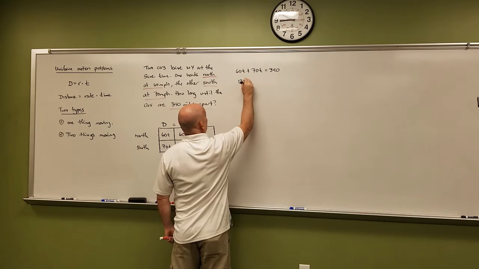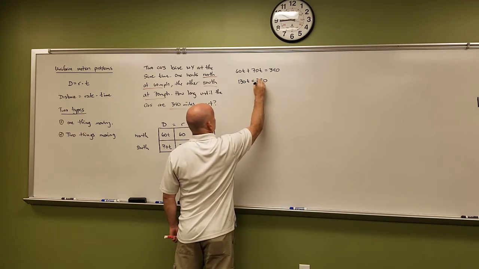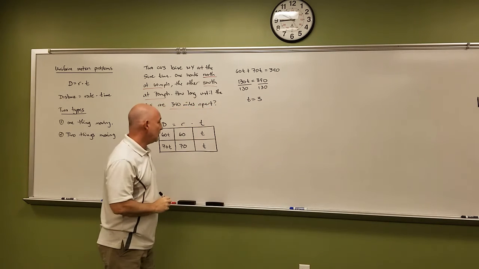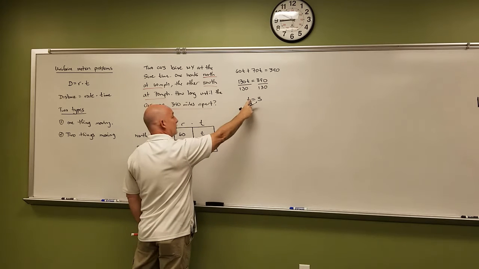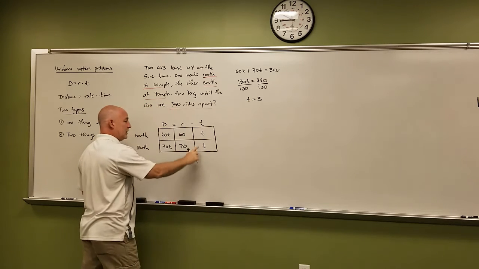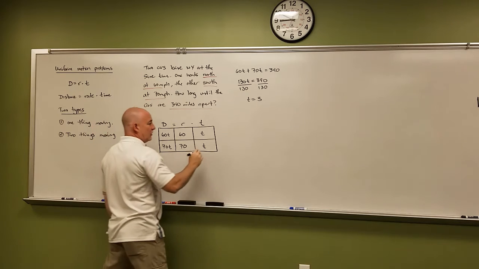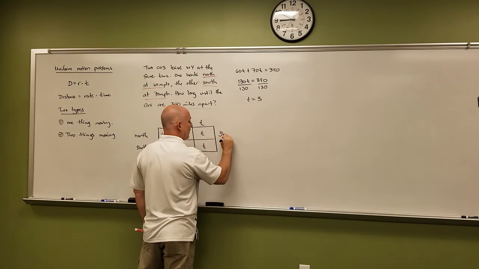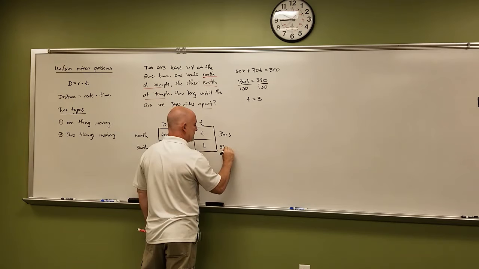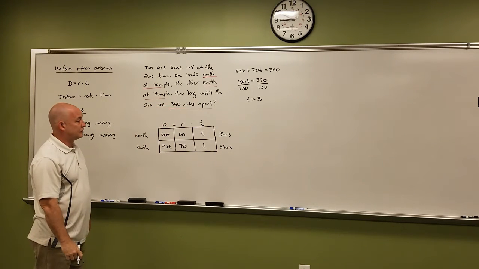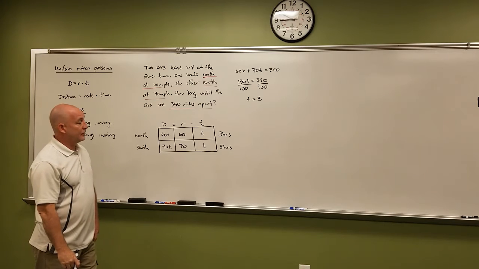This is 130t is equal to 390. Divide both sides by 130, so t is equal to 3. Okay, now what did t stand for in this case? And yeah, I know it's time, but it ended up being the time for the northbound car and the southbound car. So to answer the question, the northbound car drove for 3 hours and the southbound car also drove for 3 hours. All right, let's try another one.